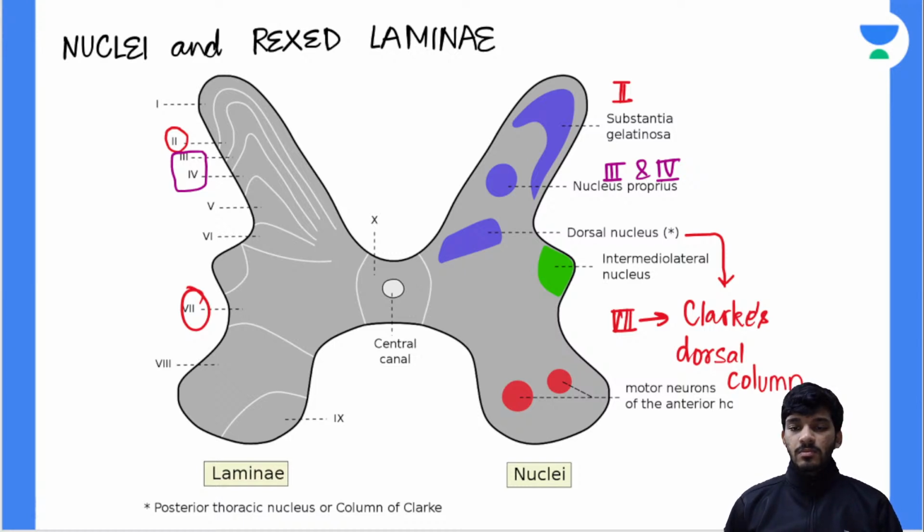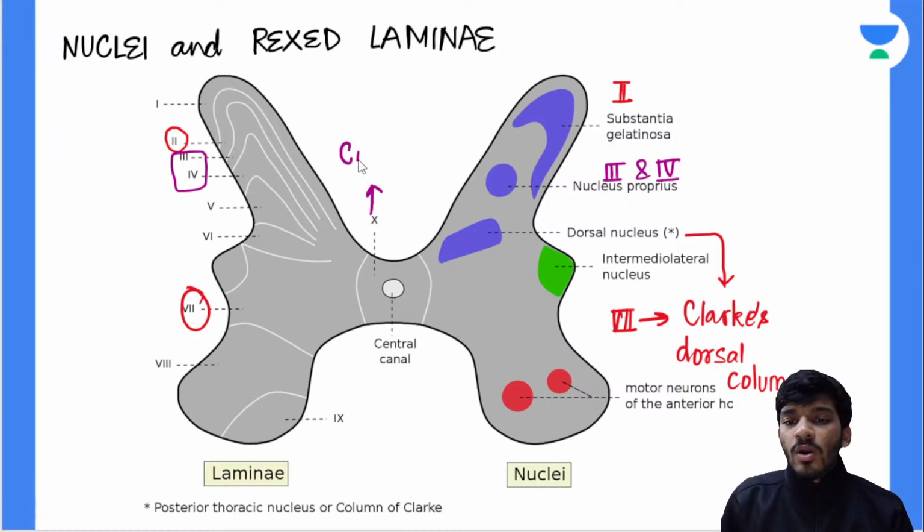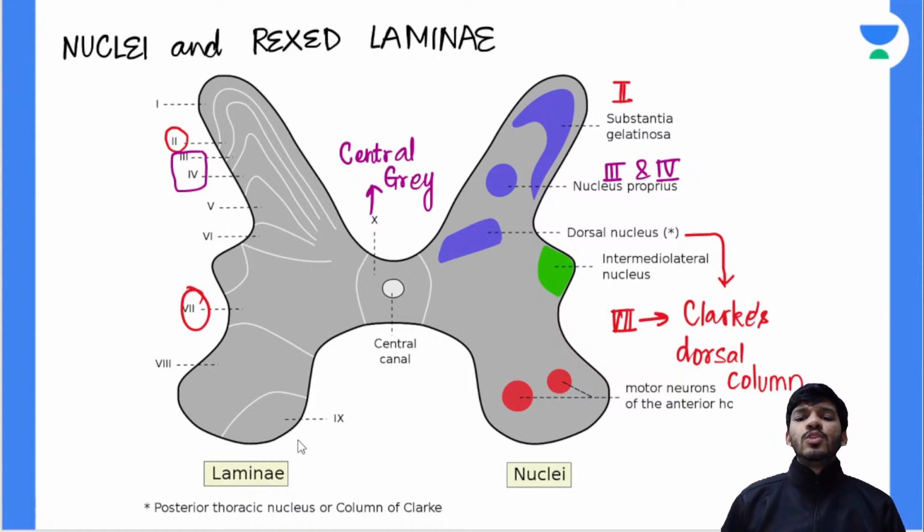For example, this 10th lamina is called the central gray. I've already told you about the central gray. This is the central gray around the central canal. The ninth one contains motor neurons, alpha and gamma motor neurons. So that is the various nerve groups.